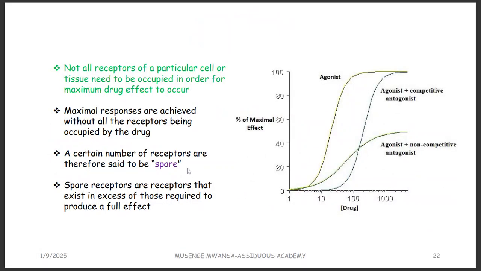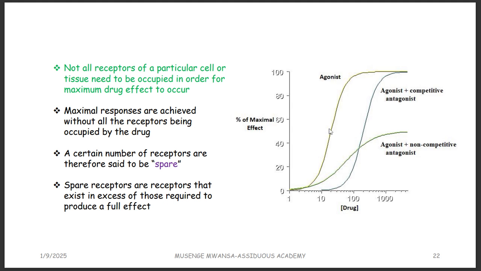Sometimes, actually every time a drug binds to receptors, not all receptors are filled up. You need to understand that. Because not all the receptors are filled up, we always have spare receptors. Those receptors which are remaining, we call them spare receptors. And take note of this. Look at this relationship. It's a very nice one. It can come as a multiple choice question, but you need to understand it from this diagram.